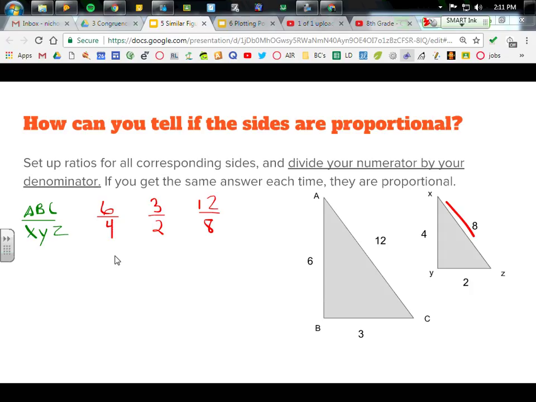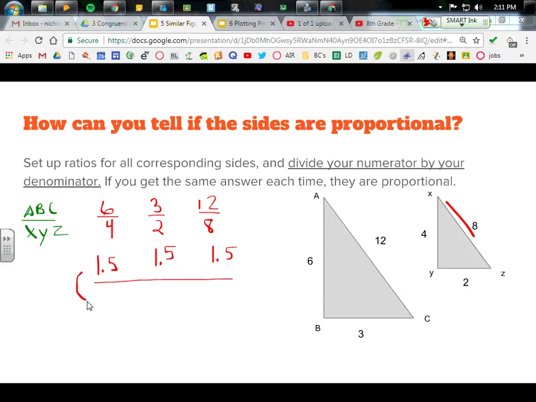After I have my ratios, I divide my numerator by my denominator to see if I get the same answer. If I do, they are proportional. So 6 divided by 4 is 1.5. 3 divided by 2 is 1.5. And 12 divided by 8 is 1.5. That means that yes, these figures are proportional, they are similar.